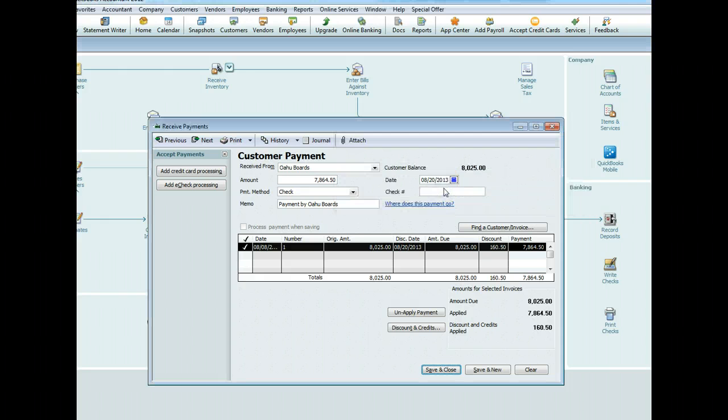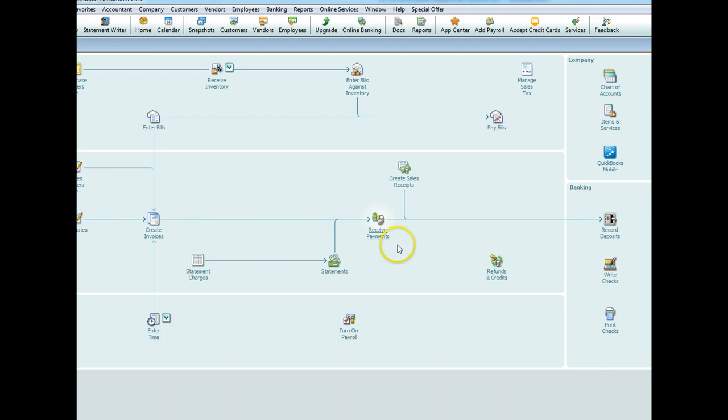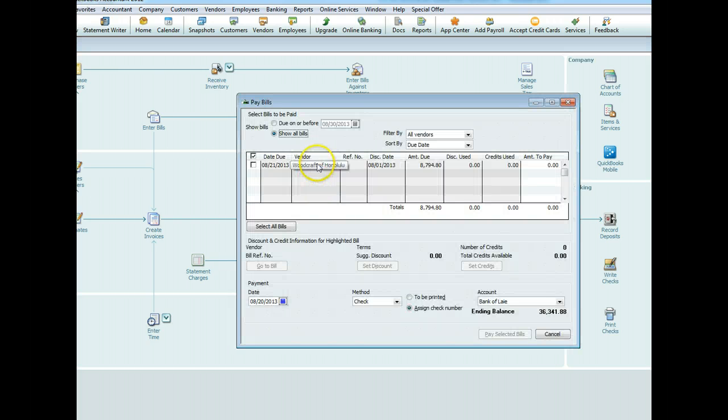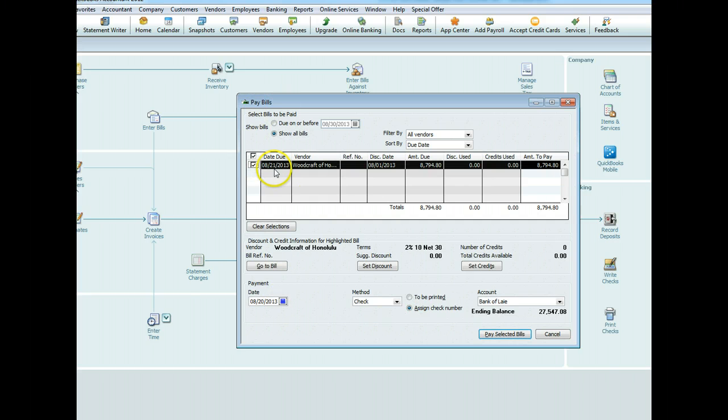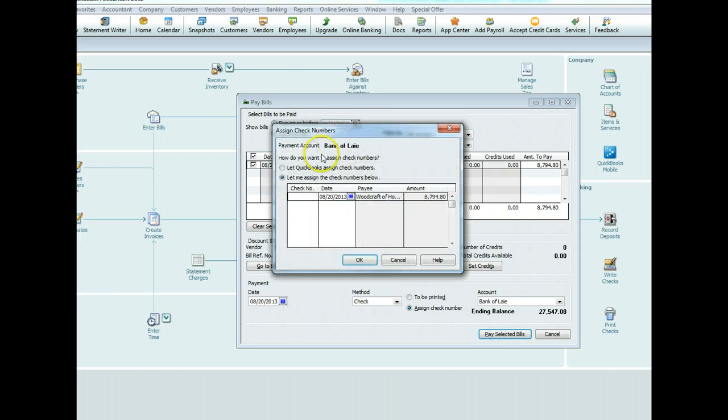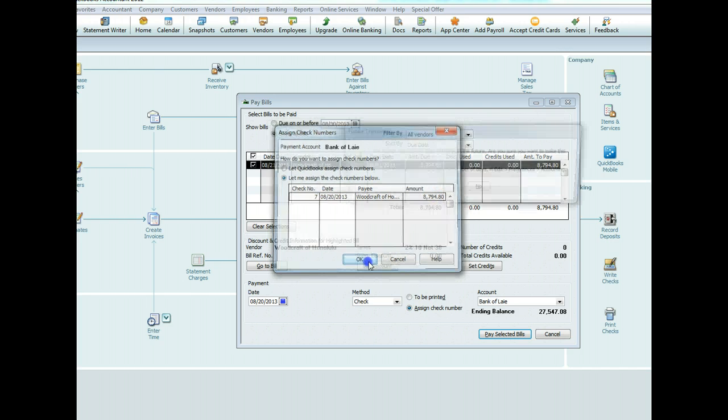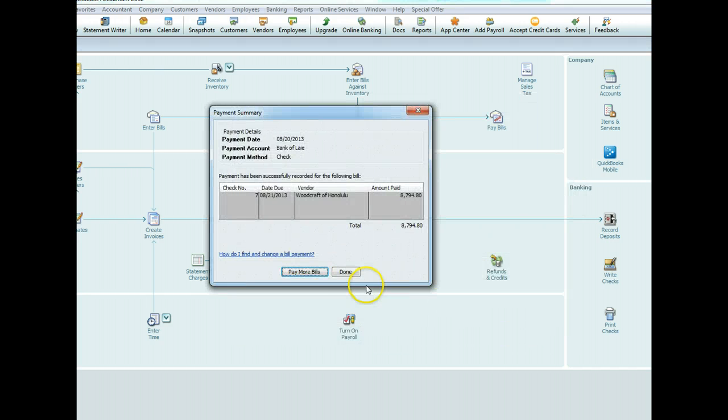Now we're going to pay another bill on the 20th. So pay a bill, and it's now the 20th. It's due on the 21st. We missed our discount, which would have been a good thing to get. We'll assign check number 7 and pay the, let's see, it's $8,794.80. Feels good to pay big bills.